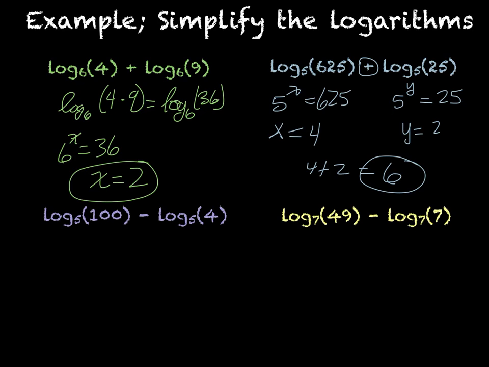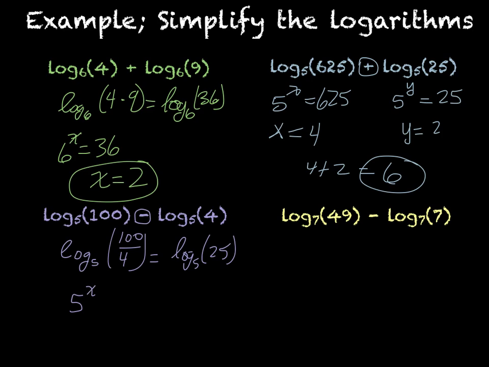Next one, I have log base 5 of 100 minus log base 5 of 4. So this time I'm going to put it together, use the minus, so that means I'm going to divide, giving me log base 5 of 100 over 4, which simplifies to log base 5 of 25. And now I can think of it as 5 to what power will give me 25, and that would be x equals 2, because 5 squared equals 25.